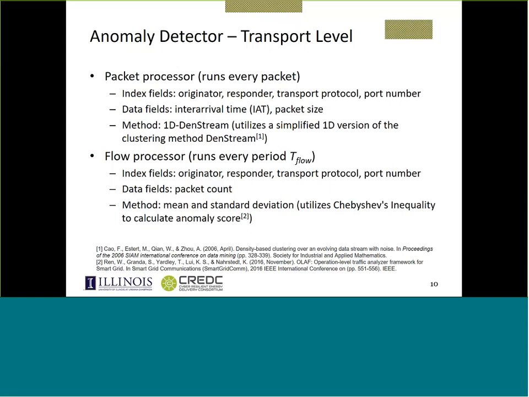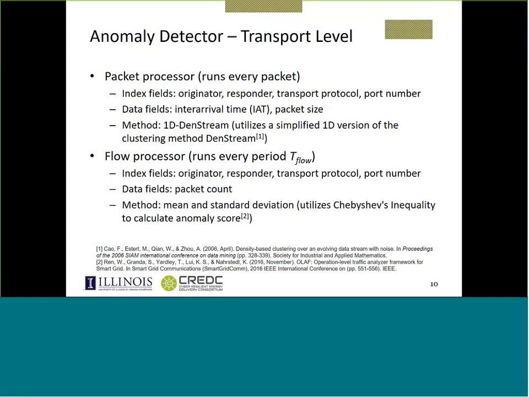This is like the aggregated version of the packet processor. It will first aggregate a bunch of packets together and do the anomaly detection on the aggregated statistics. And so the input data for each of the processors consists of several types of fields.